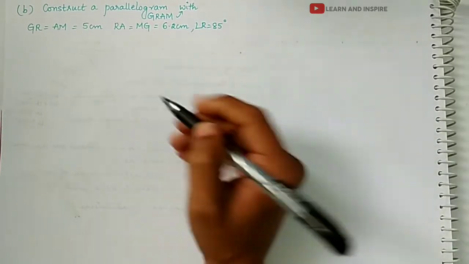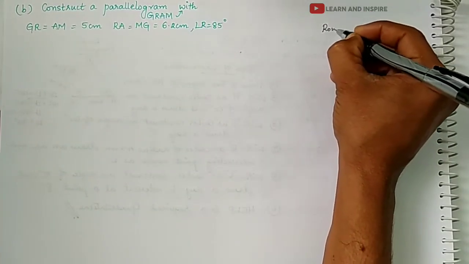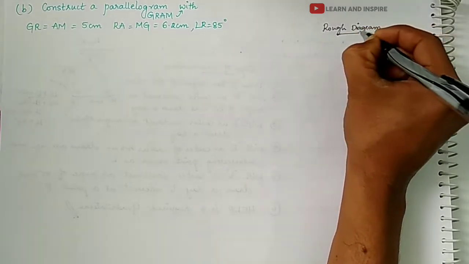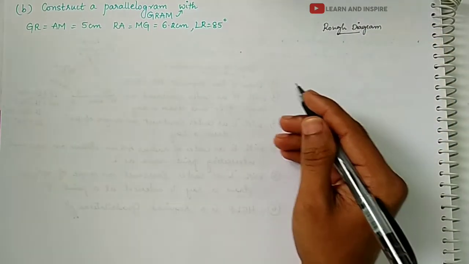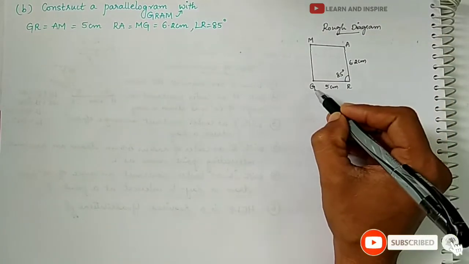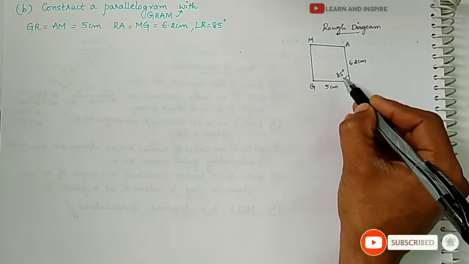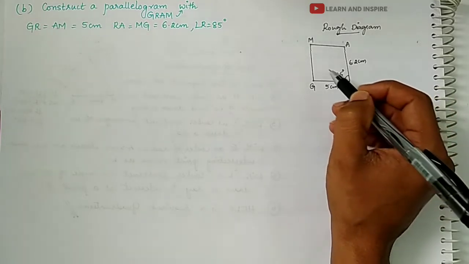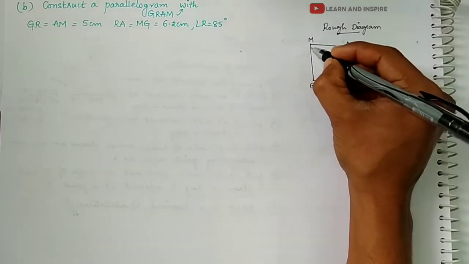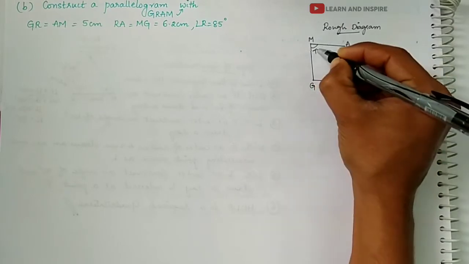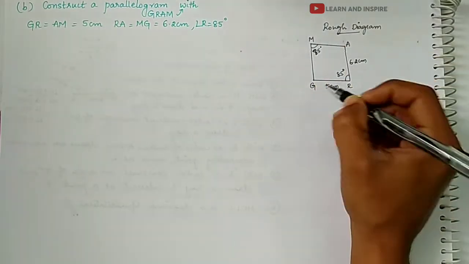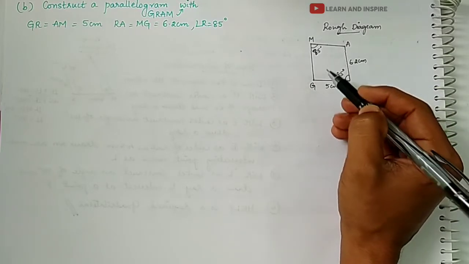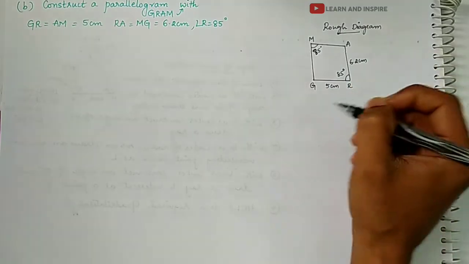So before that we construct a rough diagram. So from that we can write the remaining angles. So this is the rough diagram. GR equals 5 centimeters, angle R equals 85 degrees, and we have to find the remaining two angles. As we know, the opposite angle of R is angle M, 85 degrees, and we have to find the two more angles, angle A and angle G. If we find one of the angles, the opposite angles to G or A are equal.